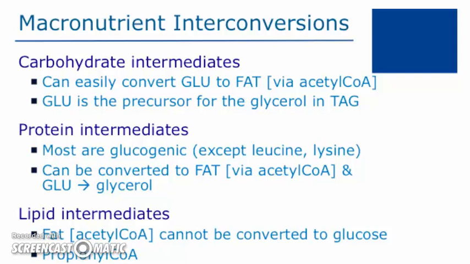There is one exception with the propionyl-CoA intermediate of lipid metabolism. We learned previously that propionyl-CoA is formed in the oxidation of odd-numbered fatty acid chains. So we saw previously that the propionyl-CoA can be converted to succinyl-CoA, and the succinyl-CoA can undergo gluconeogenesis. So propionyl-CoA would be an exception where we see conversion of a lipid intermediate to glucose.